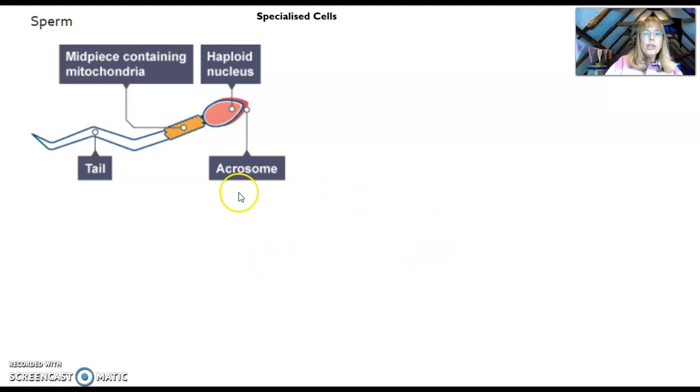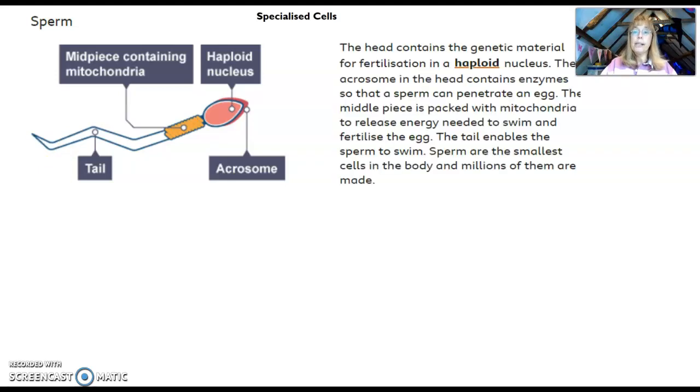We've got lots of mitochondria to release energy for that journey that sperm has to undergo in the middle part of the sperm. And then the tail is all to help it on that epic journey. The streamlined shape also helps it.